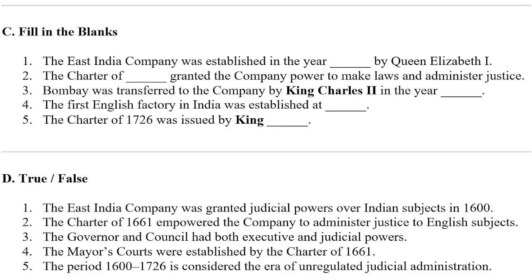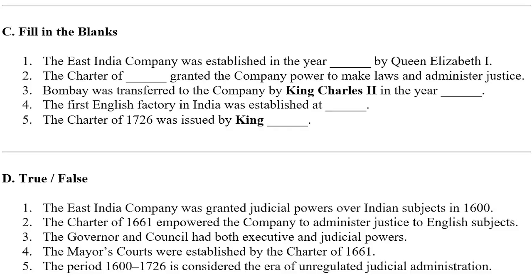Let's go with true and false. The East India Company was granted judicial powers over Indian subjects in the 1600s. This is false. The Charter of 1661 empowered the company to administer justice to English subjects. This is true. The governor and council had both executive and judicial powers. Correct. There was no separation of powers.